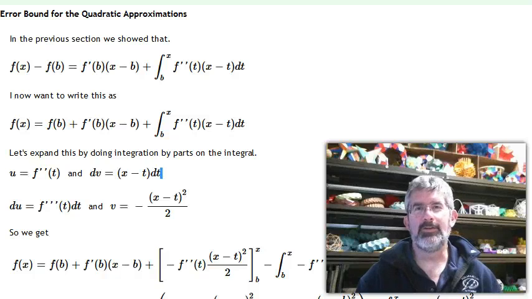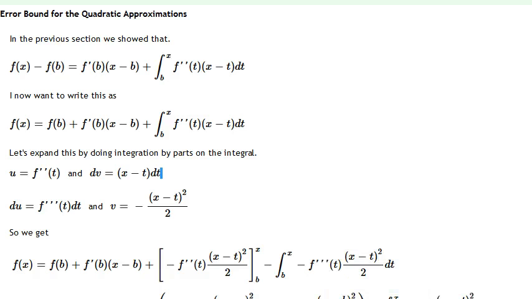In this video, I want to take a look at the error bound for using a quadratic approximation. Where does the formula come from? So I'm going to shut myself off so we can see what we're doing here. It starts the same as the last video.